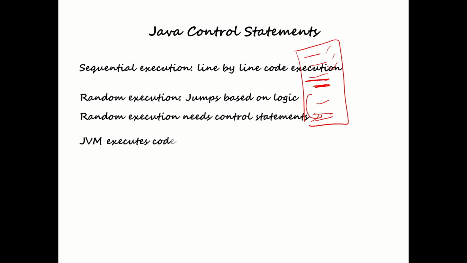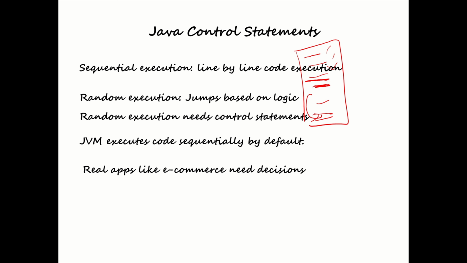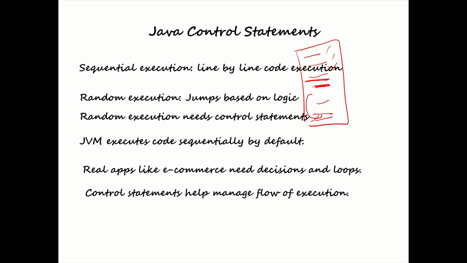By default, the JVM executes the code sequentially, that means line by line. But if you want random execution, we need control statements. And in any real-time application like e-commerce, we need to execute the code based on some decisions and some loops. So to get that, we need control statements to help manage this flow of execution.